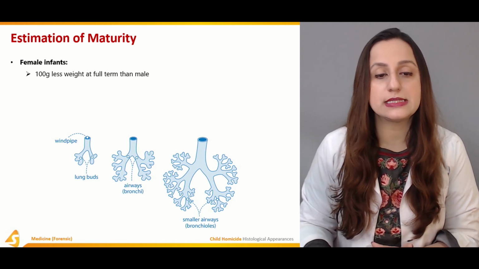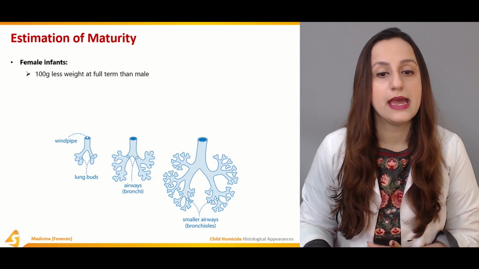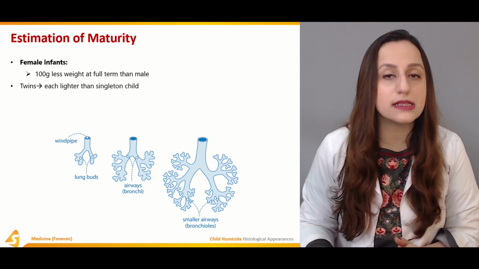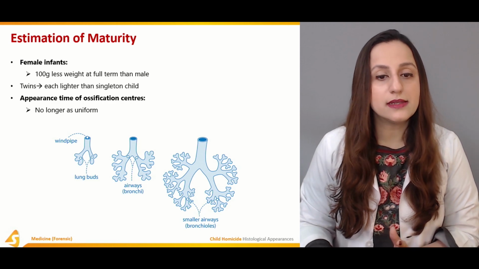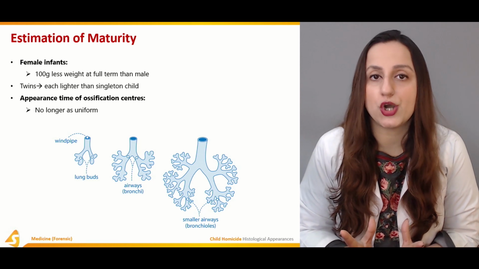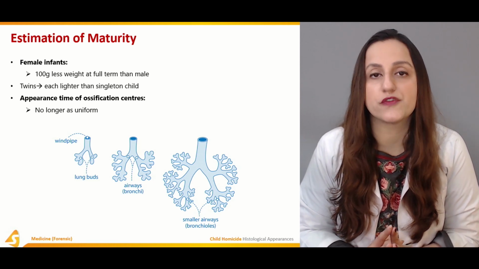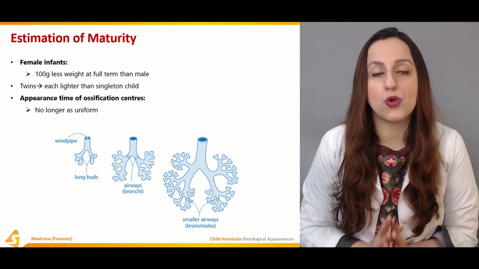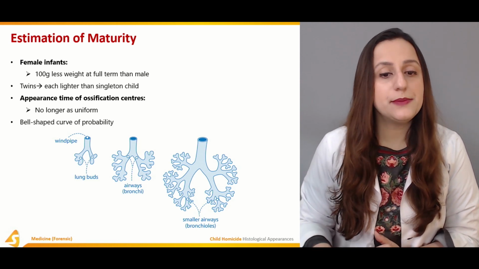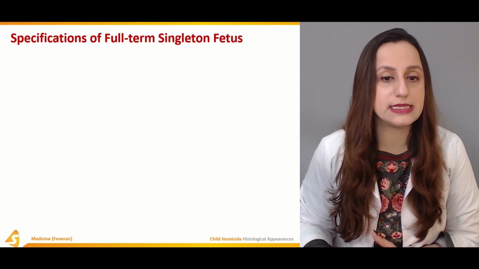The female infants have 100 grams less weight at full term than the males, and the twins are lighter than the singleton children. The apparent time of the ossification centers is no longer uniform, because it is no longer going to be indicative of the child's age, or it is no longer going to estimate the maturity in the children. The bell-shaped curve of the probability is again very important.